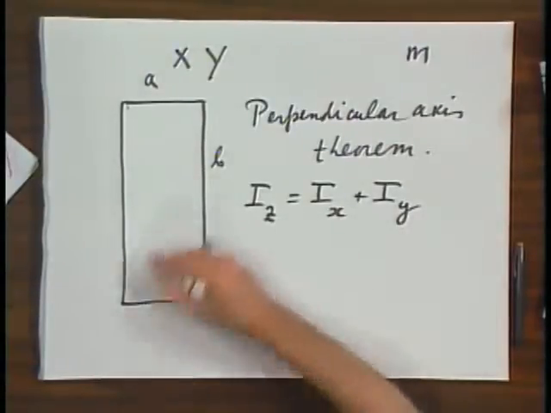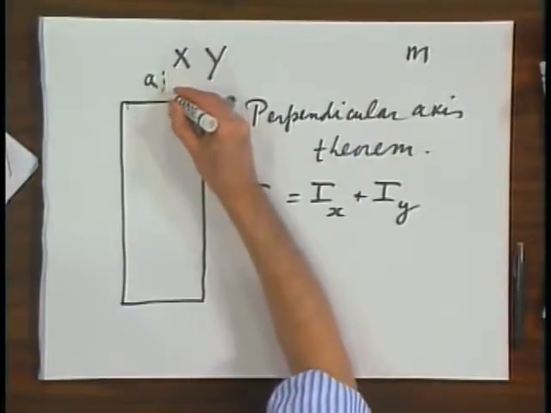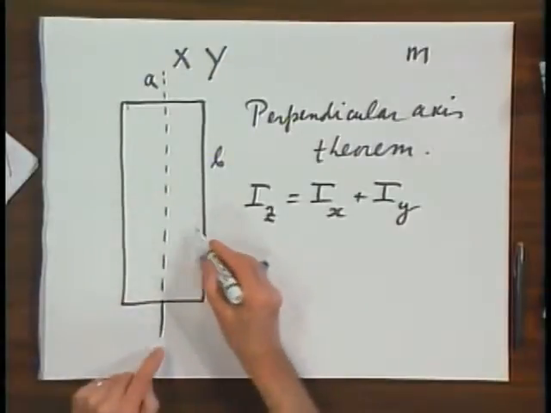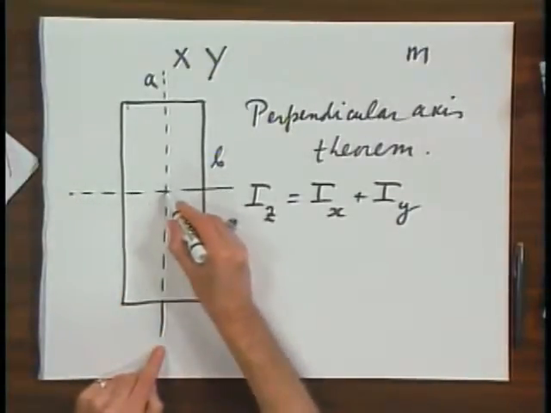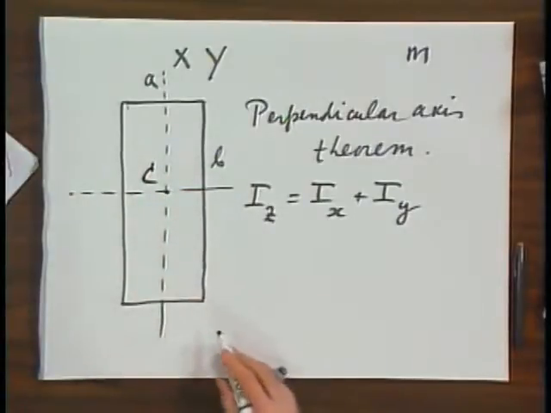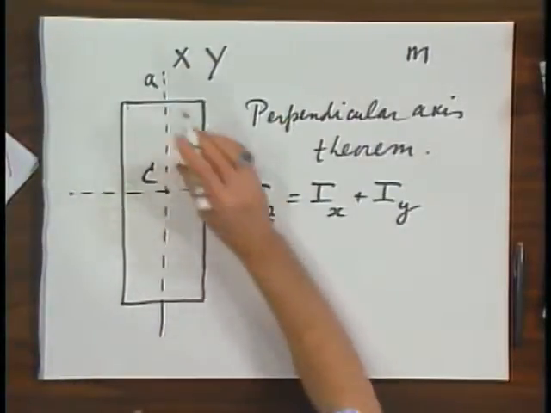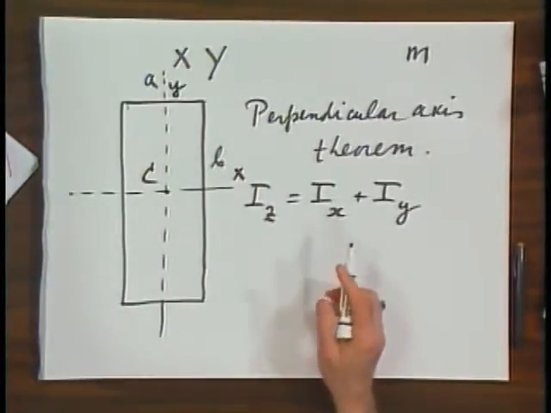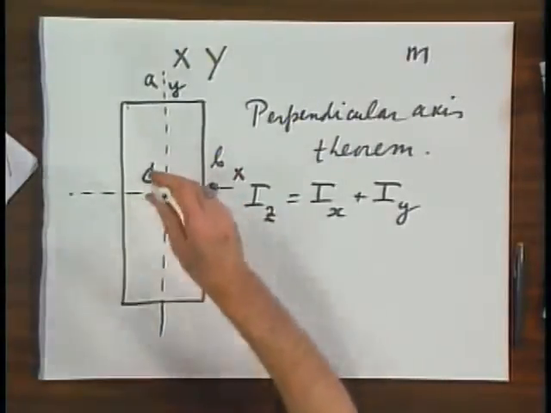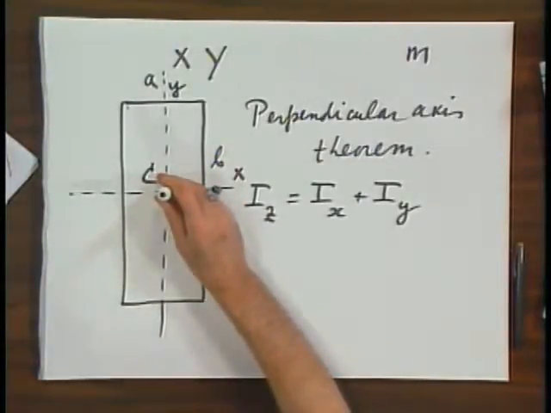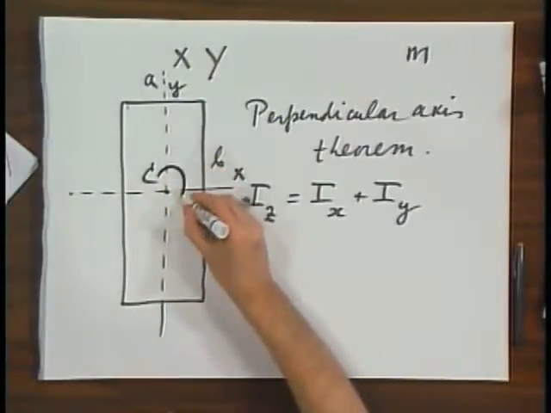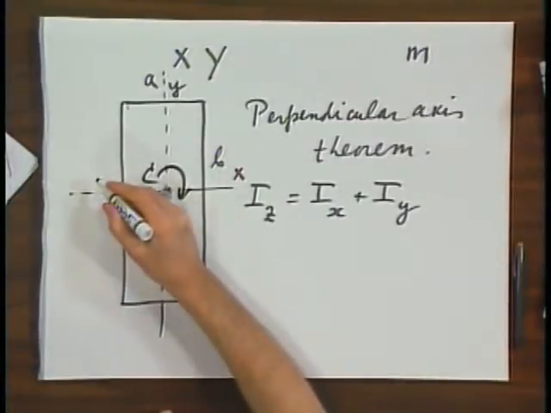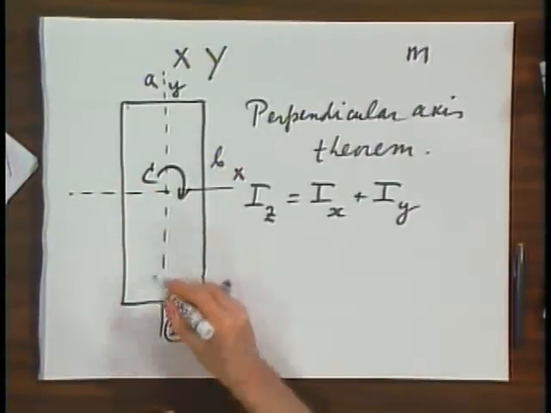Now you can choose x and y in crazy ways. I will not do that. I will choose the y-axis right through the center, and I will choose the x-axis right through the center C of this sheet. I will call this x, and I will call this one y. And z is the one that is perpendicular to the paper. So I'm going to rotate it about an axis perpendicular to the paper. I call this axis 1, and I call this axis 2.